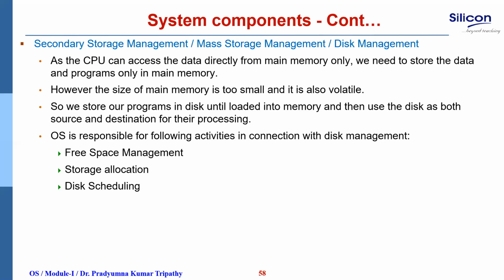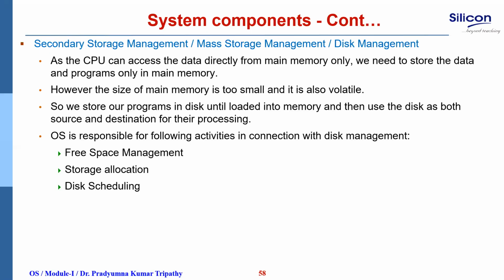Correct? So operating system is responsible for the following activities in connection with the disk management. Correct? What are the activities? Free space management. In the hard disks, some of the locations are occupied and some are free. When you try to store new data in your disk, it must find which location is free so that your data can be stored. A free space management has to be there.